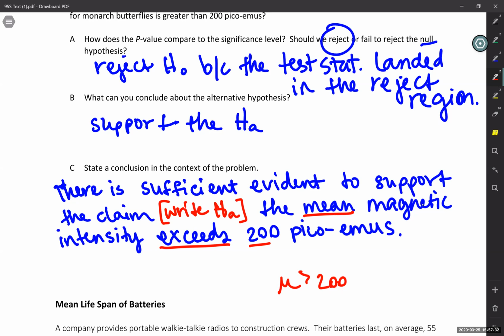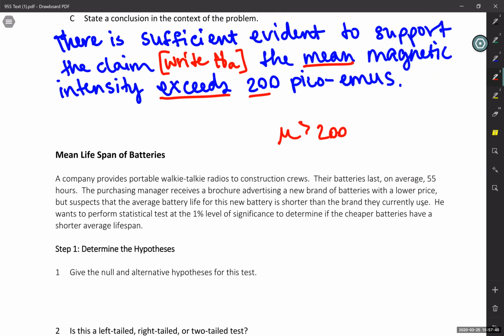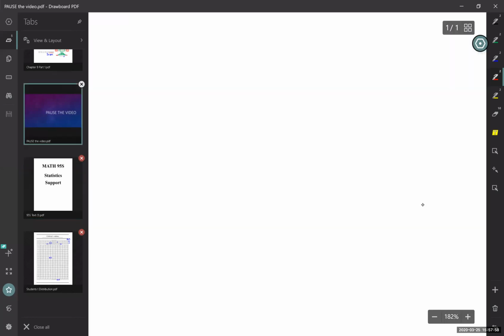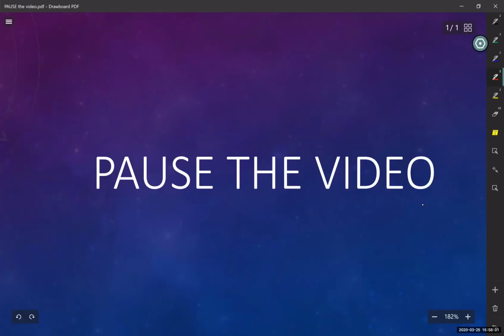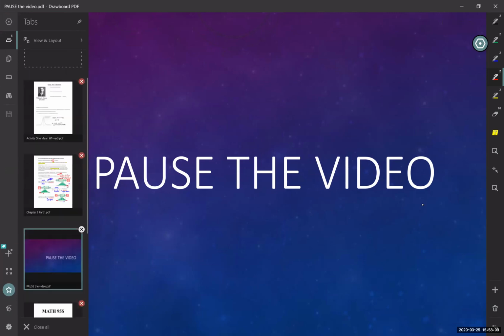All right, so let's go ahead and look at the second problem, the mean lifespan of batteries. And maybe now is a good time for you to pause the video, now that you've seen a full problem worked out. Maybe you can do more on this problem than you were able to last time. So go ahead and pause the video and see if there's anything you're able to fill in more than you already have. And we're back.